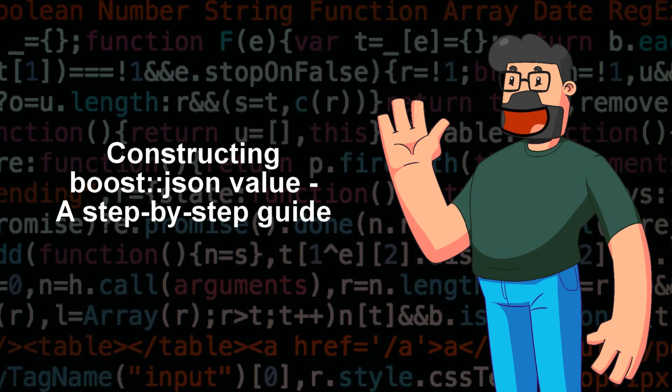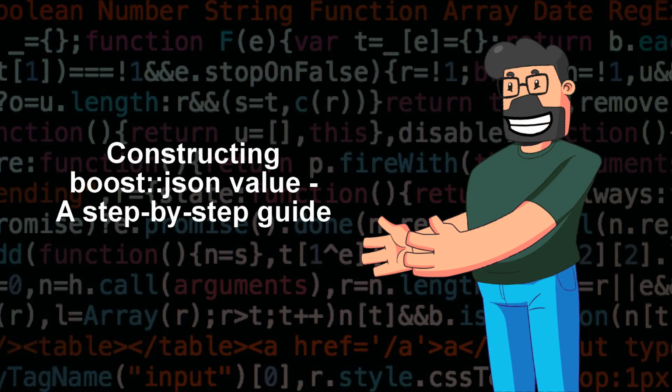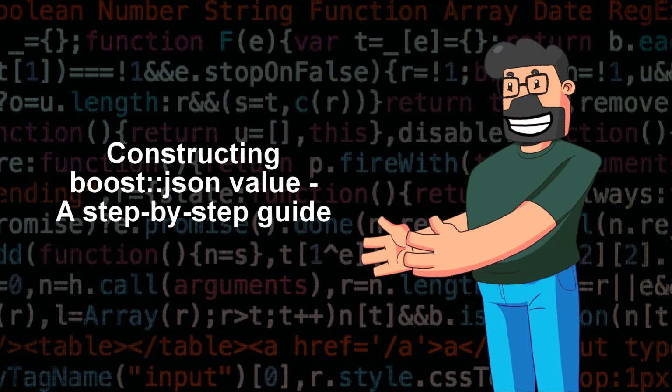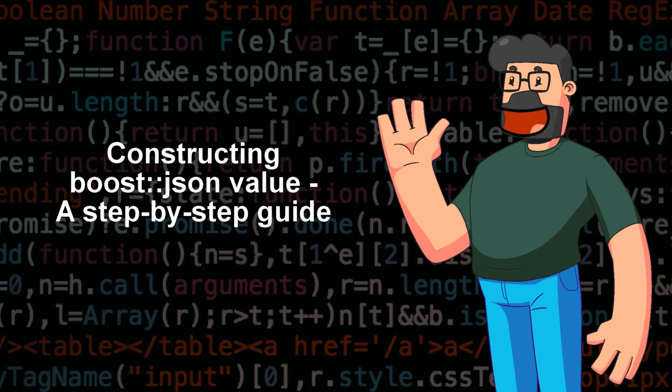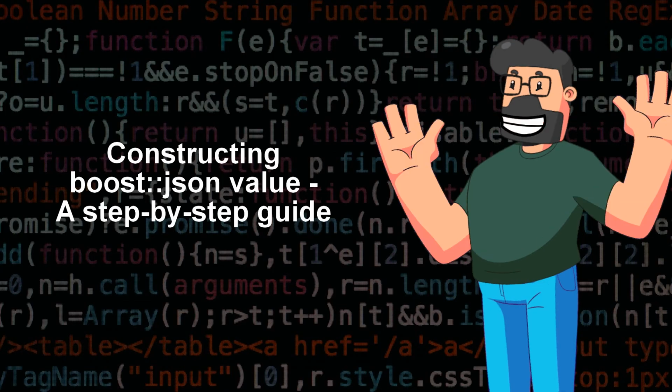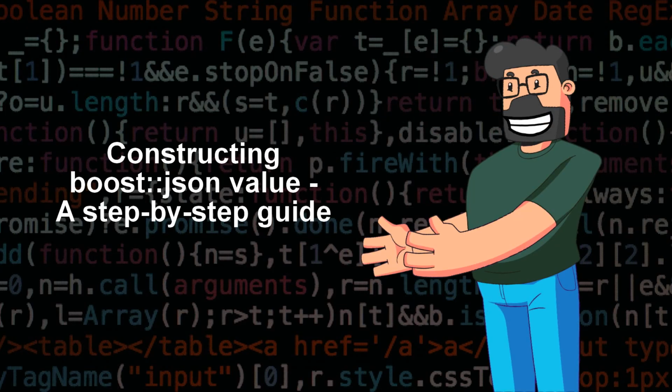Imagine you're working on a project and you encounter a problem with your code. The problem in this case involves updating Boost version to 1.86, which results in an error when constructing boost.json value objects. Your code, which used to work perfectly fine with Boost version 1.79, now throws errors with the new version.